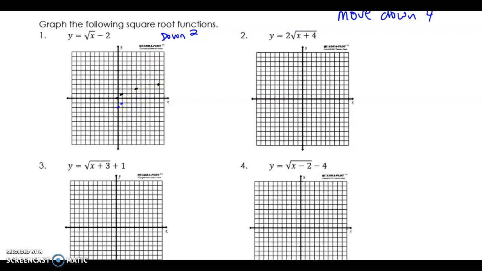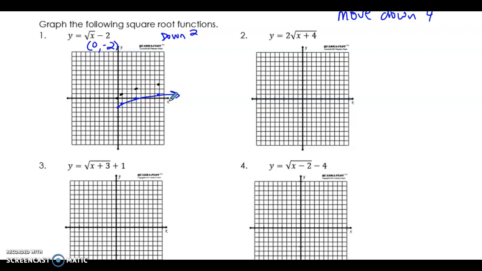You could also think of your new starting spot as the opposite of the sign in parentheses, which is 0. Same as the sign on the outside. 0, -2 is where my square root function is going to start. Okay, so something like that.